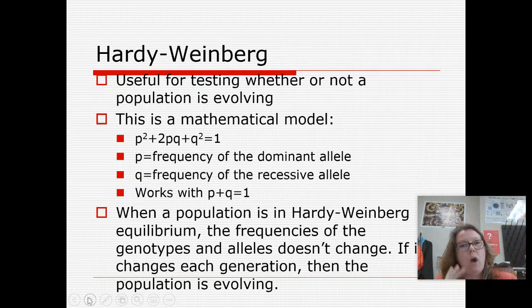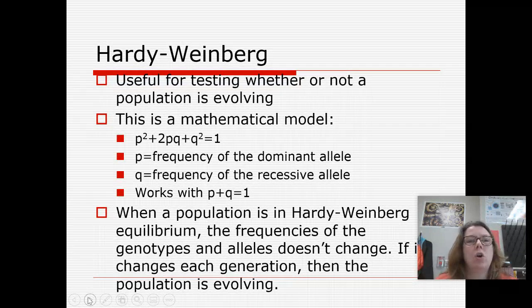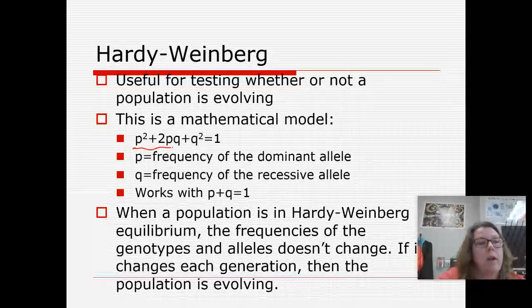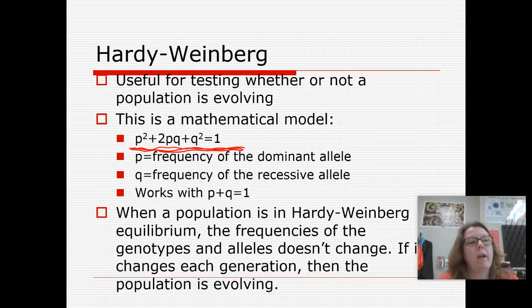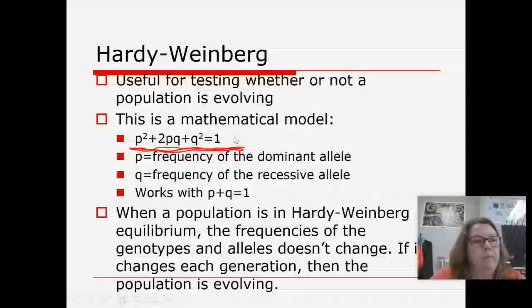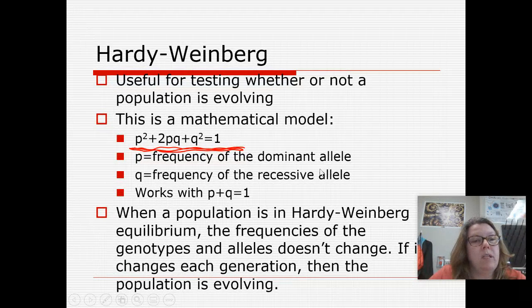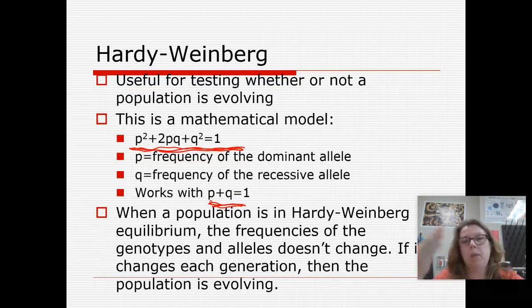All right, so Hardy-Weinberg, this is what you guys have been working on. This is a test to determine whether or not a population is evolving. The Hardy-Weinberg mathematical model is right here. It's an algebraic equation that says p squared plus 2pq plus q squared equals 1. If p is the frequency of the dominant allele and q is the frequency of the recessive allele, then there is a supporting equation: the frequency of the dominant plus the frequency of the recessive should equal 1, or 100%.